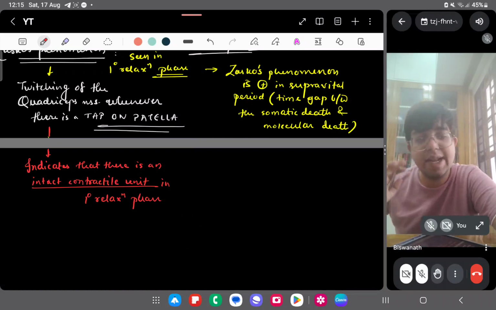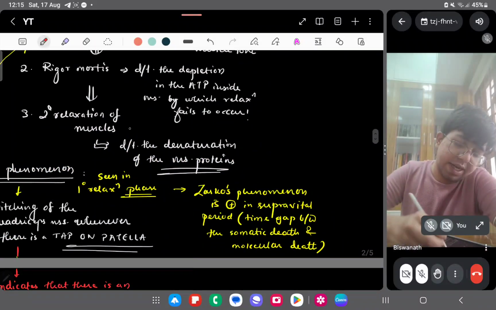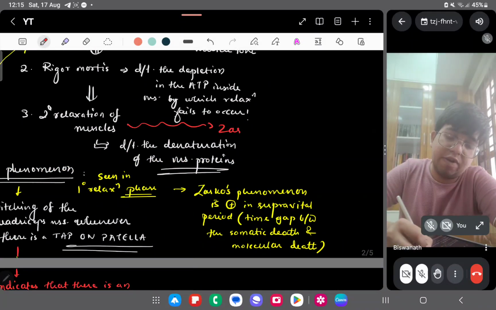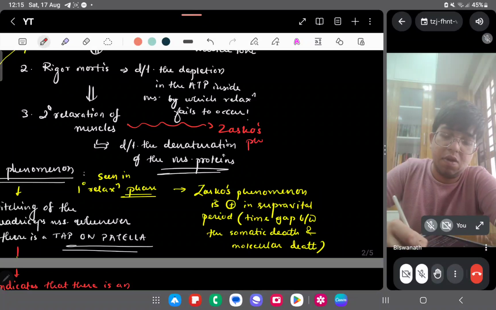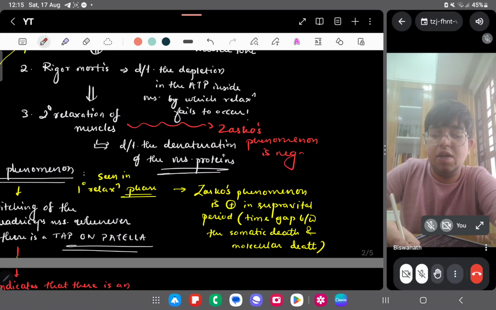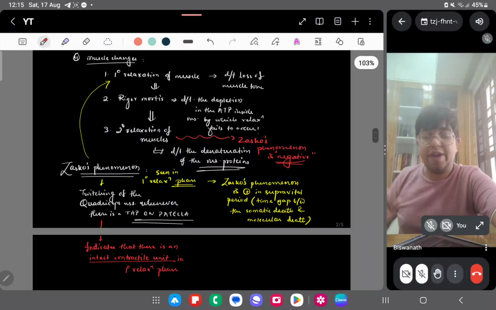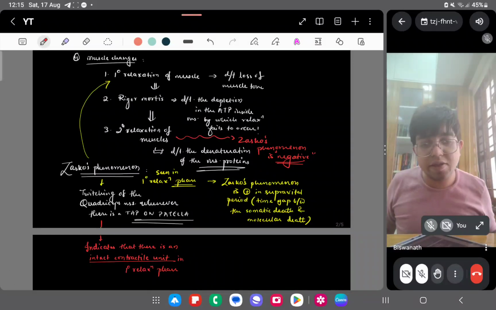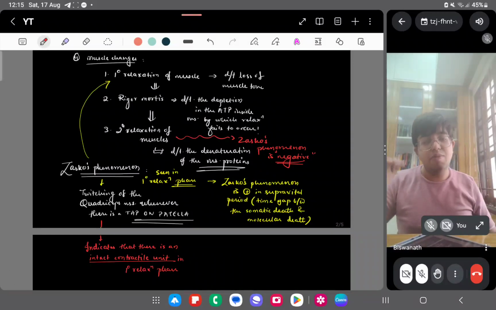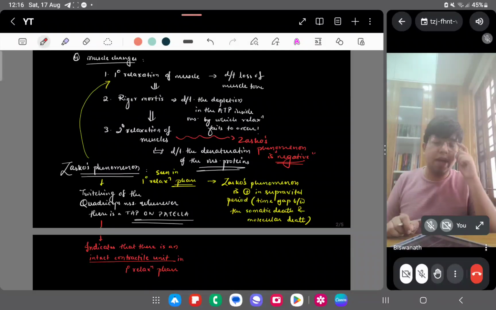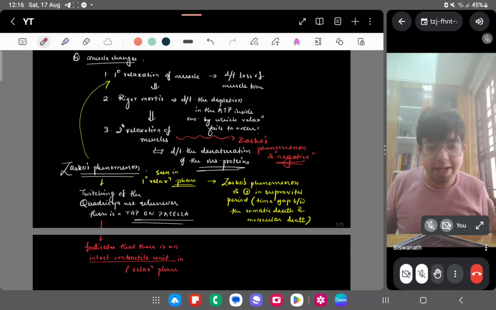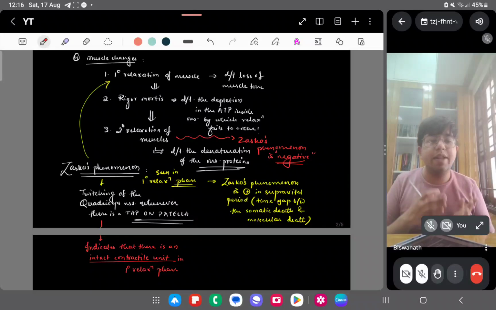In the secondary relaxation phase of muscles, the Jaskos phenomenon is negative. So that were all the muscle changes. If you want to take a screenshot, do take a screenshot quickly, and then we'll move ahead to the very important and very interesting topic of rigor mortis, or the rigidity of death, which is used to estimate the time since death.